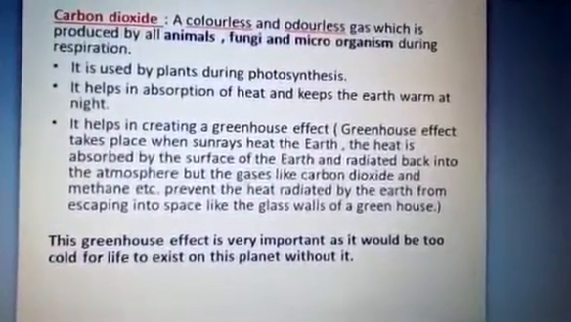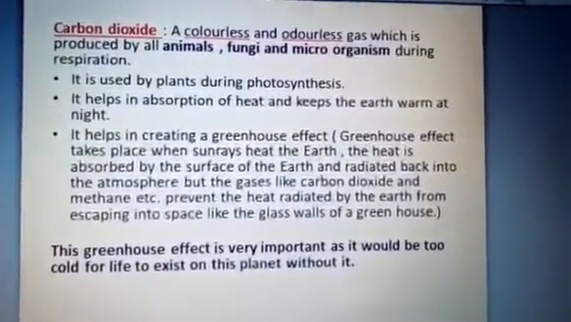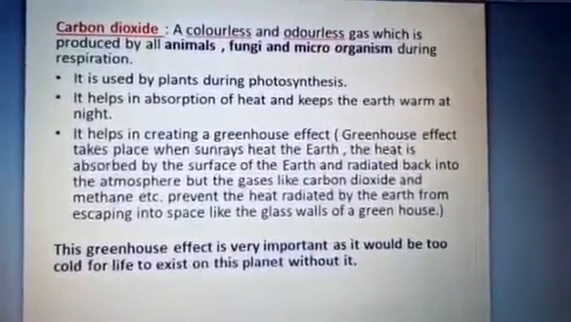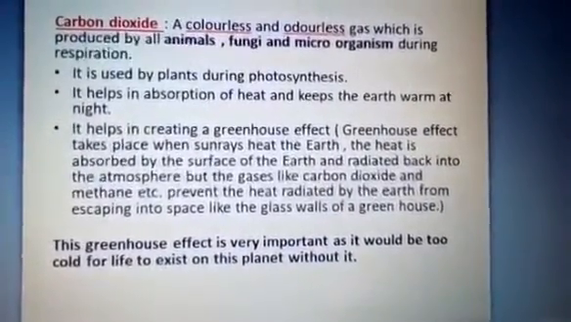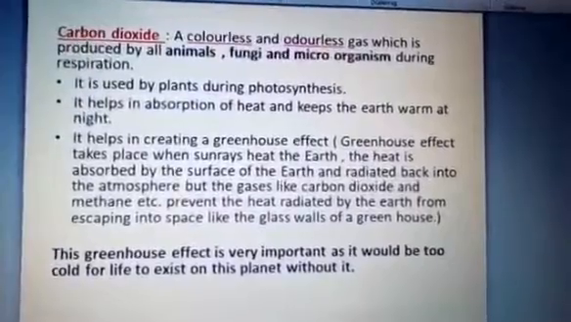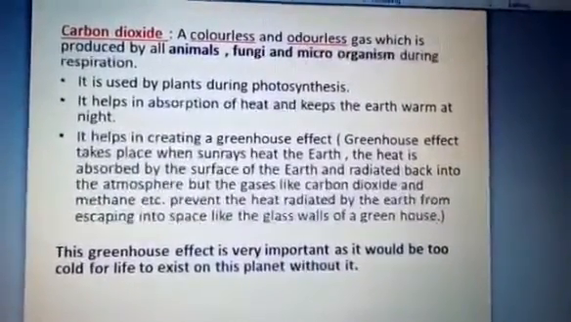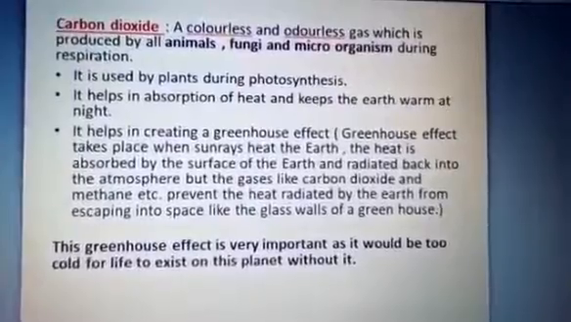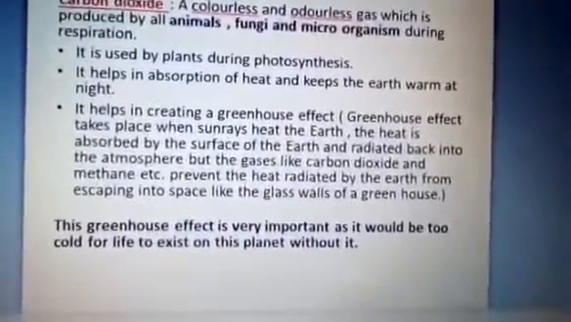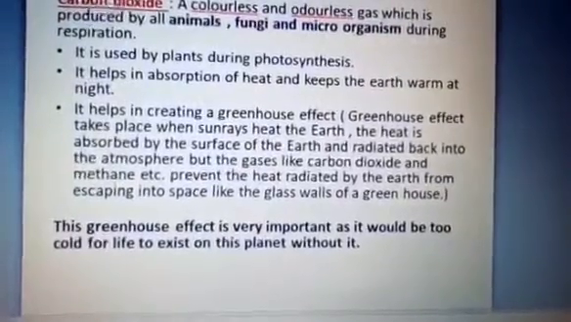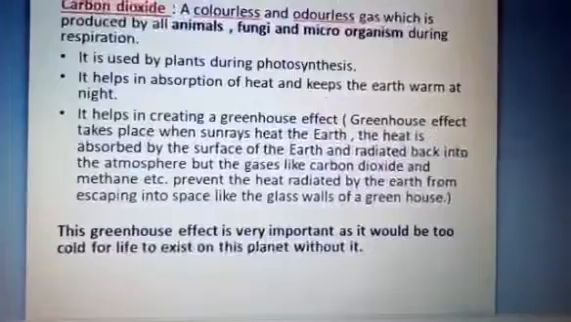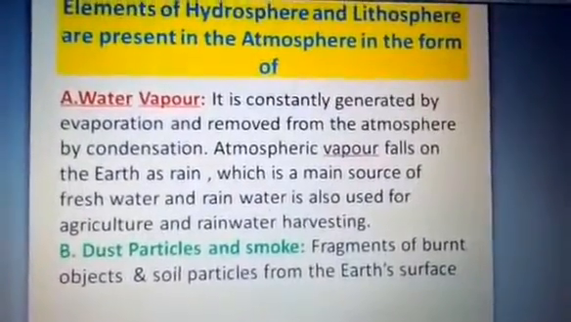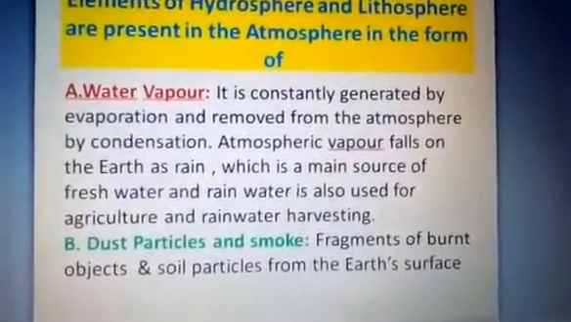Then it also helps in the absorption of heat and keeps the earth warm at night. Why? Because as we have already done in the greenhouse gases chapter, carbon dioxide is a gas which continues to capture the heat in the earth, and it is one of the greenhouse gases. That is why it is termed as one of the greenhouse gases, because it captures and retains a lot of heat. It helps in creating a greenhouse effect, and it has been explained many times, so I'm skipping that. And why is the greenhouse effect important? Because it helps us for our survival on the planet, because otherwise the earth as a planet would be extremely hot to live on. Now, elements of hydrosphere and lithosphere we have already discussed, that is the water vapor and the dust particles.